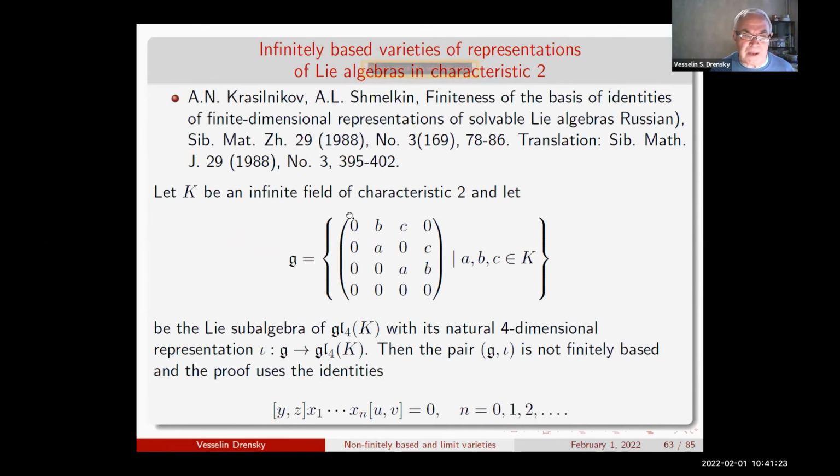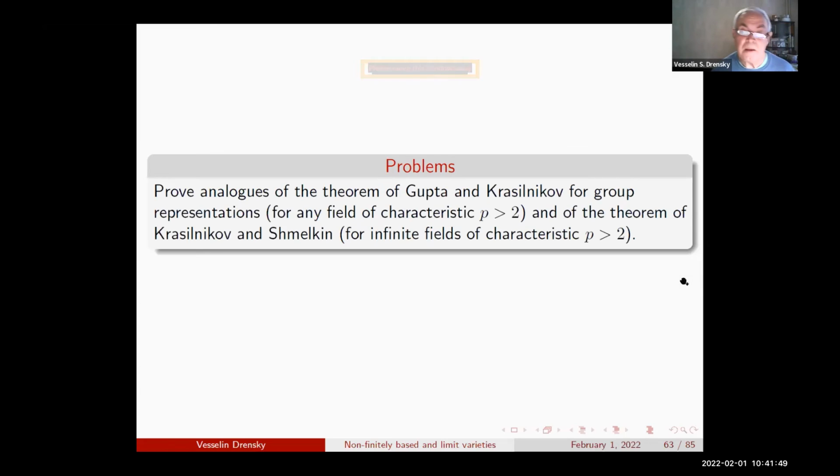If you have an infinite field of characteristic 2, you have this algebra. So you have here upper triangular matrices, zeros in 2 of the places, equal elements here on the diagonal. Here you also have, so this is something 3-dimensional. And this algebra has a representation which is 4-dimensional, and it has no finite base of identities. So it is nice to have examples similar to examples of Krasilnikov and Gupta for group representations for any field of odd characteristic, or of the theorem of Krasilnikov and Shmelkin for infinite fields of odd characteristic.